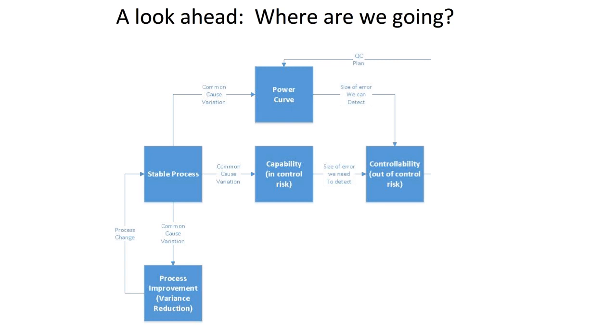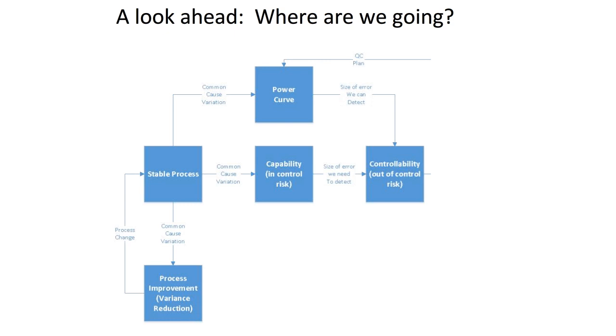Let's go back to our system diagram. We've now covered three components of the diagram. In the first video, we covered process control and common cause variation. As you can see in the diagram, common cause variation is an input to calculate the process capability, which is a measure that indicates the risk to patients when the process is in control.